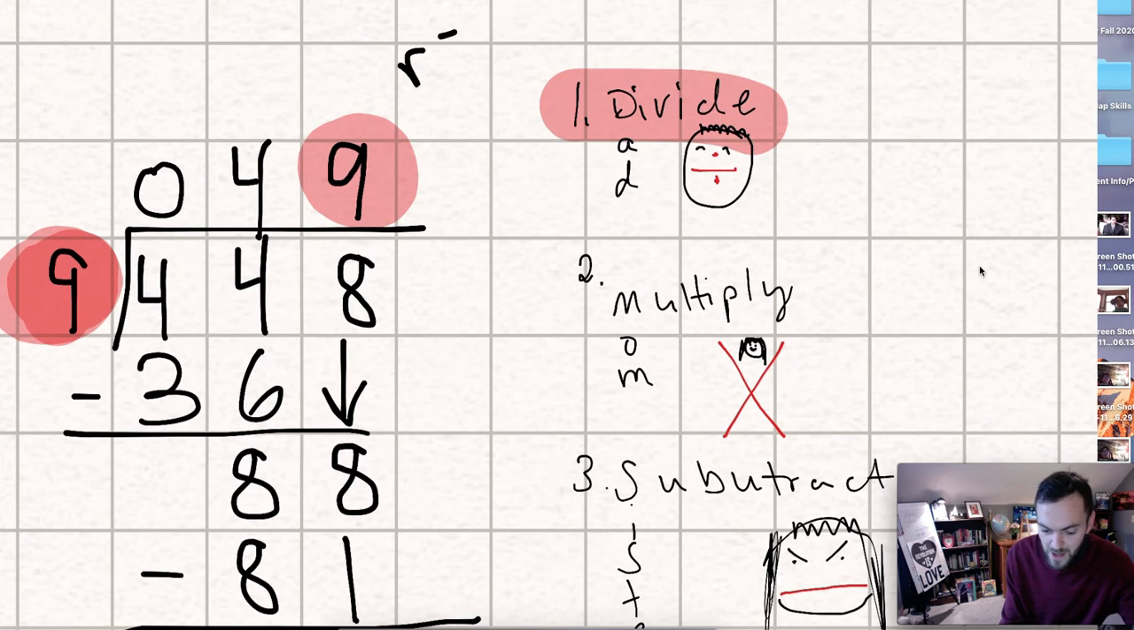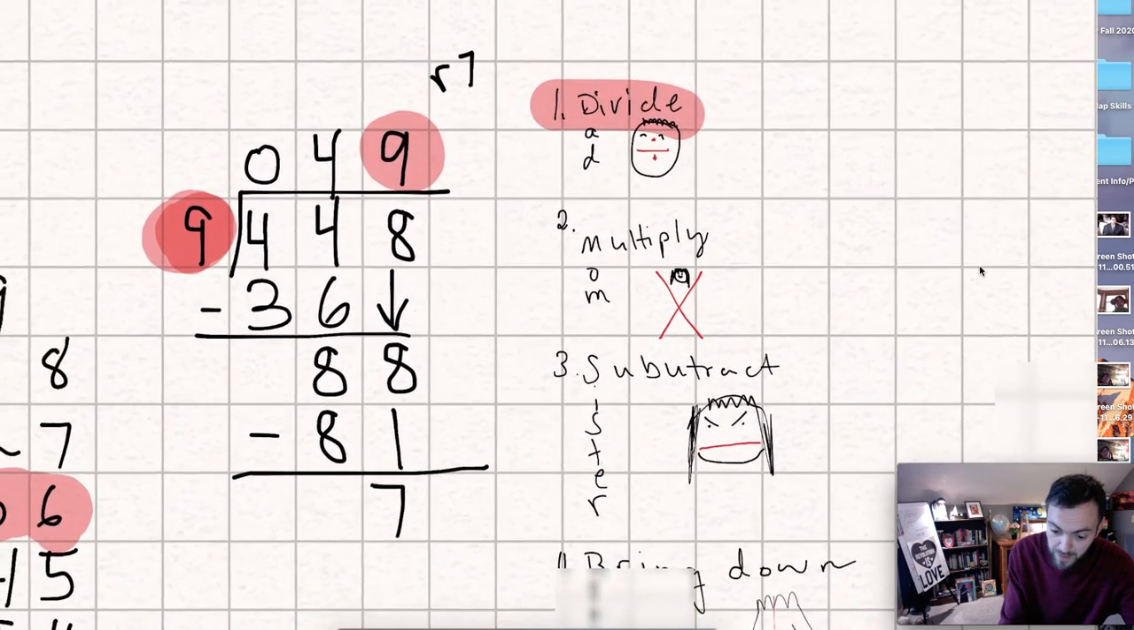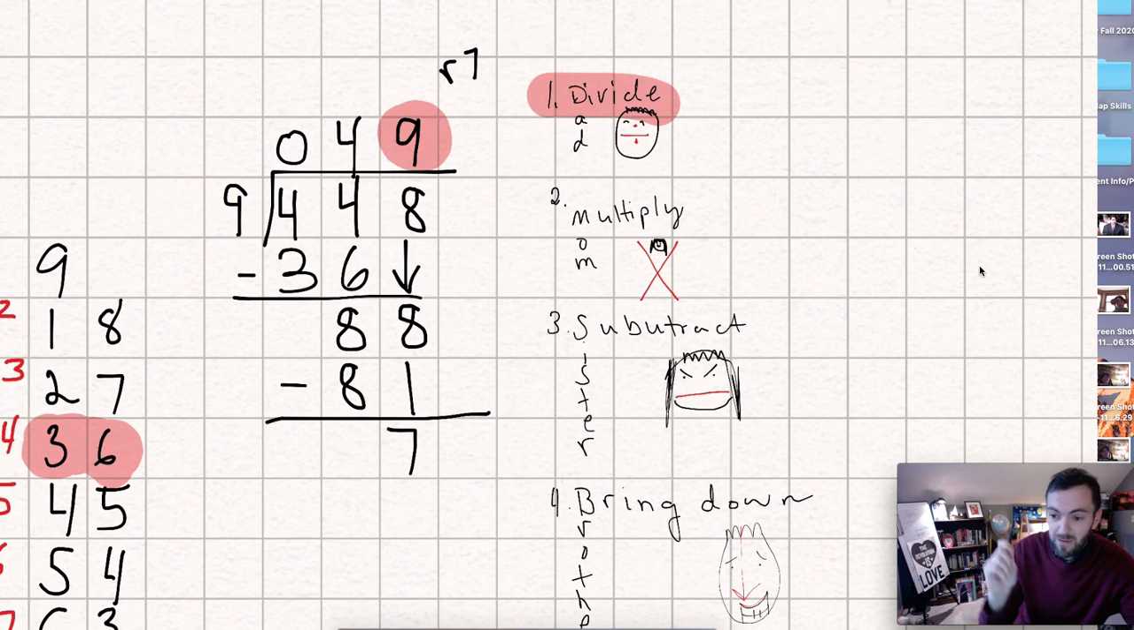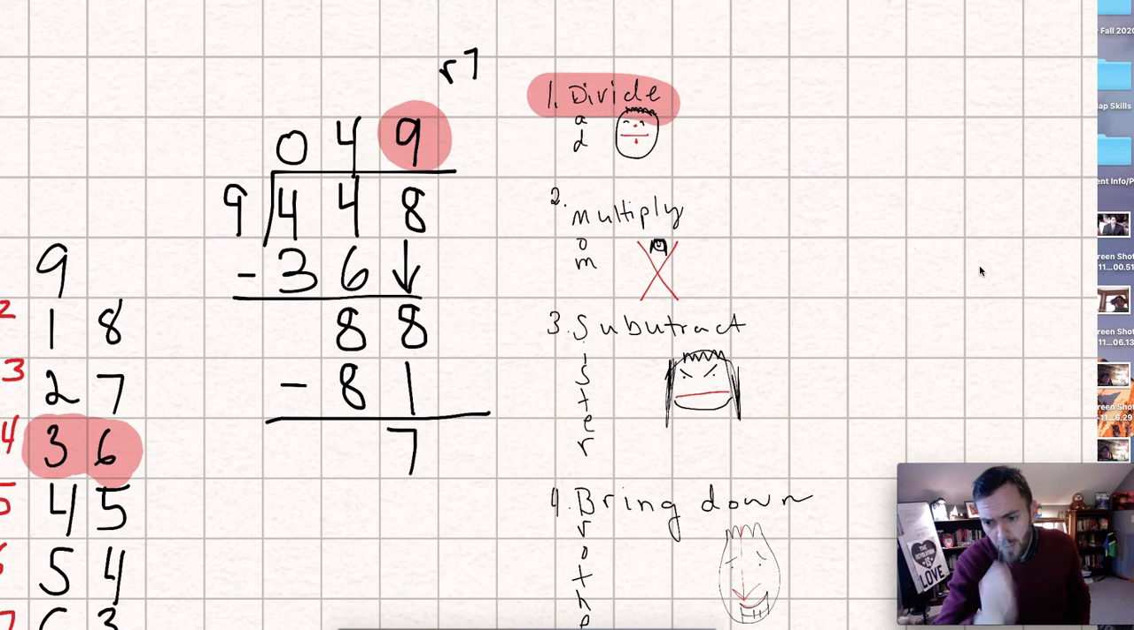All right. So the question that we started with was how many groups of 9 can I make with 448? The answer is I can make 49 groups, and there's going to be how much left over? 7 left over.